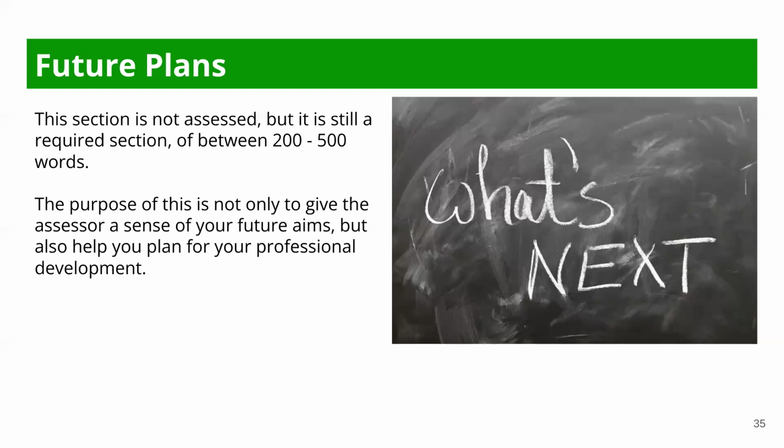And the final bit is the future plans section. Again, this is not assessed, but it's really good for your professional development. And when you complete a portfolio review, which you need to complete every 3 years once you've passed, it's a really good way of basing your portfolio review on your previous future plans. So we ask for around 200 to 500 words, just to let your assessor know what your future aims are, and get a sense of where you hope to be going forwards. And like I say, it's really useful for your professional development and your portfolio reviews.